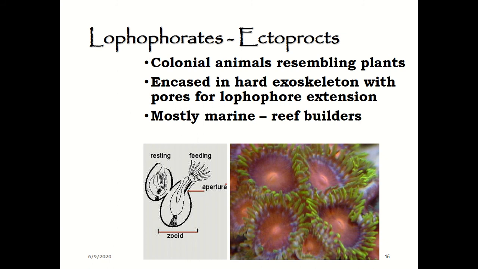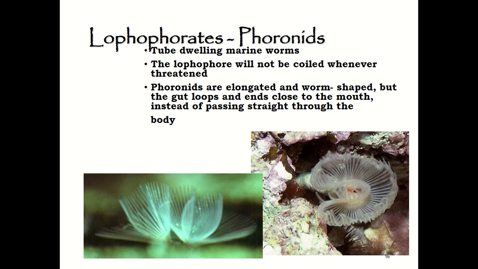So the first phylum under Lophophorates is phylum Ectoprocta. Ectoprocta are colonial animals that resemble plants. They are encased in a hard exoskeleton with pores for lophophore extension and mostly live in marine habitats, like reef builders. The second phylum under Lophophorates is Phoronida.